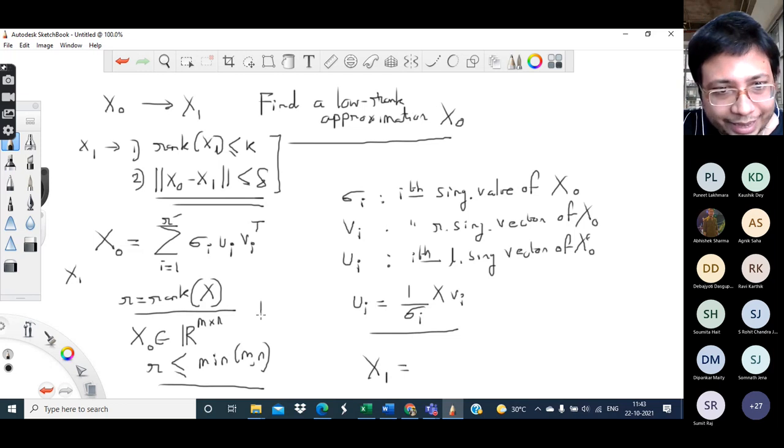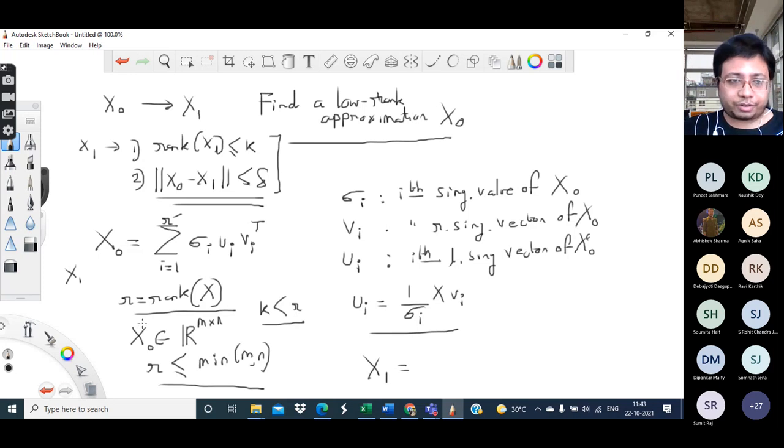So the claim is that I can define x1 in the following way. Remember that k here is strictly less than r. r is the rank of the full matrix x naught, and I want the matrix x1 whose rank will be at most k, where k is much less than r. Then only the low rank approximation will make sense. So now the question is, from where do I get this x1?